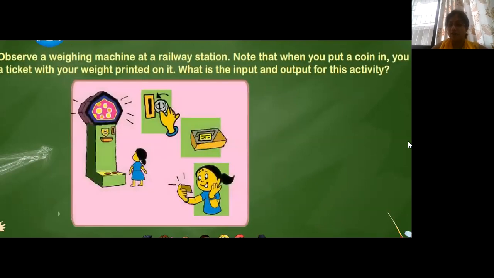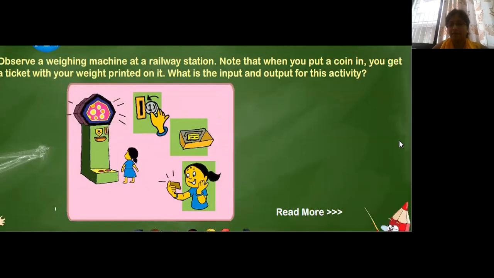Okay, I have one more activity. Let's finish this one also today. Okay, children, have you observed a weighing machine at a railway station? Not just at a railway station, at bus stops also. Correct? Wherever you travel by bus and go to a bus stand, or travel by train and go to a railway station, you might have seen such machines, right?